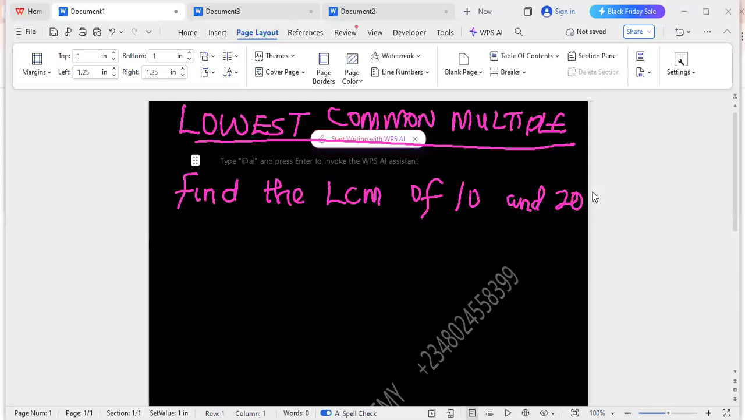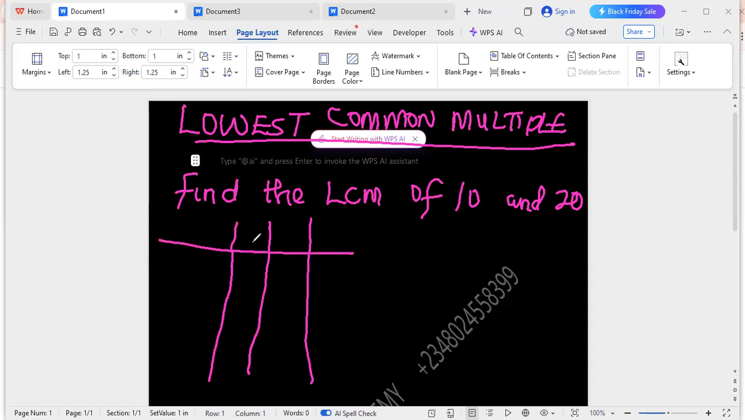Find the LCM of 10 and 20. As I said earlier on, there are several methods, but we are picking the method that can be used for any number given, and that is this method. So I want everybody to start writing straight away. So let's find the LCM for this. This is 10 and this is 20. The smallest number that we divide 10 and 20 with no remainder is 2.